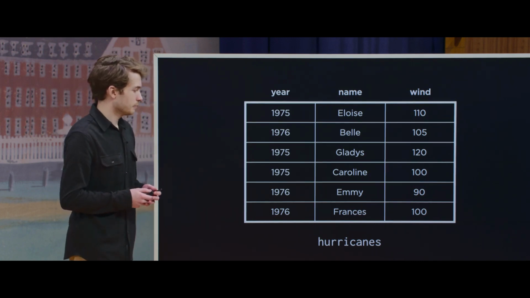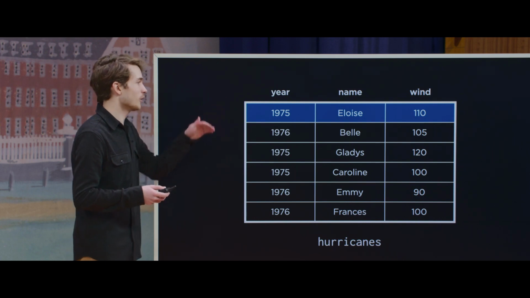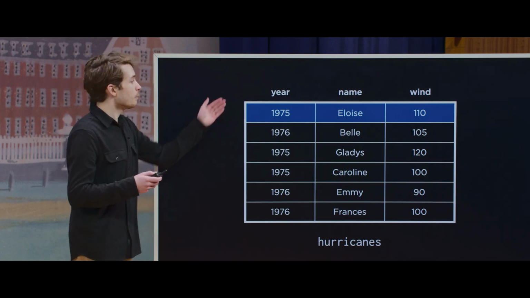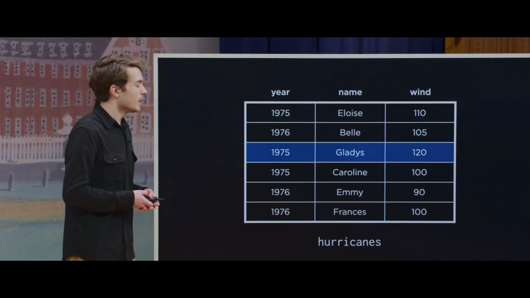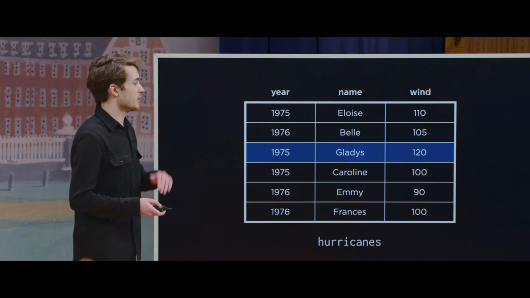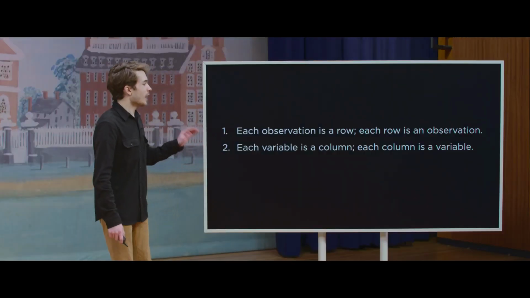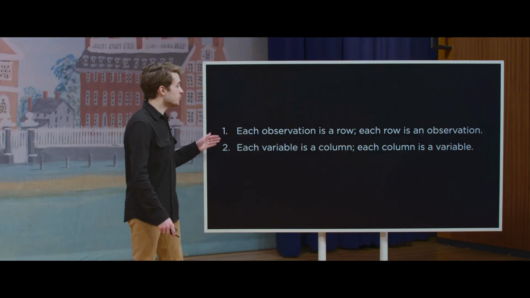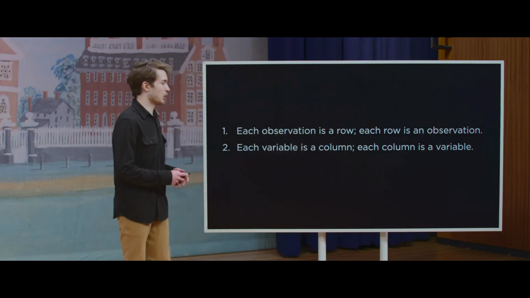So here I seem to have maybe met that guideline. My first row here, that seems to be a hurricane. My next row, that seems to be a hurricane as well, and so on down the line. I also don't have any rows that aren't about hurricanes. So this seems to adhere to that very first principle of tidy data. The next one, though, has to do with columns, where each variable is a column, and each column is a variable.